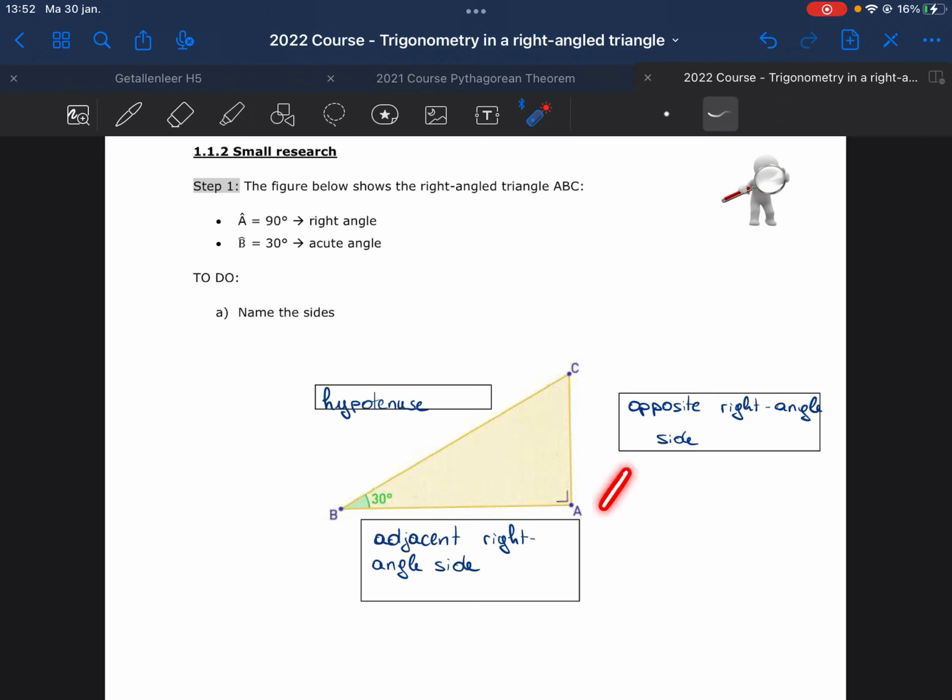Of course, these two would swap around. If we're going to talk about angle C, then this one would become the opposite right angle side, and this one would become the adjacent right angle side.